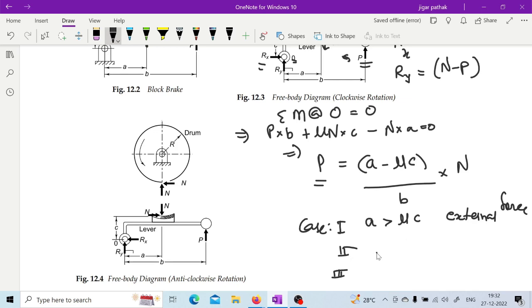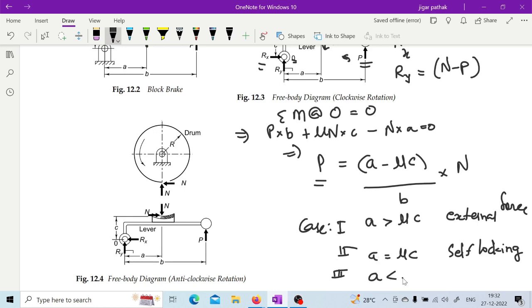Similarly, when A is equal to mu C, then you need not provide any force. So the self-locking condition starts from this. Without providing any force, this particular drum is locked. It is not going to have any motion.